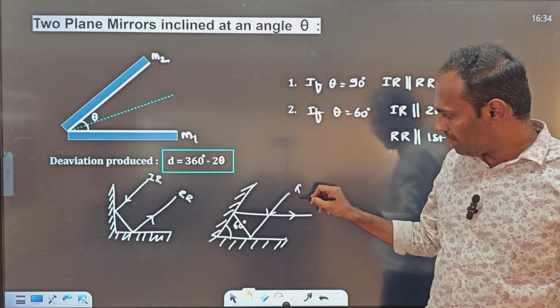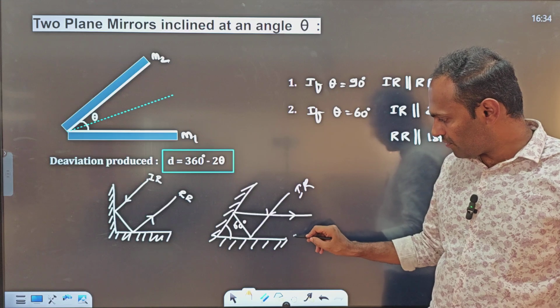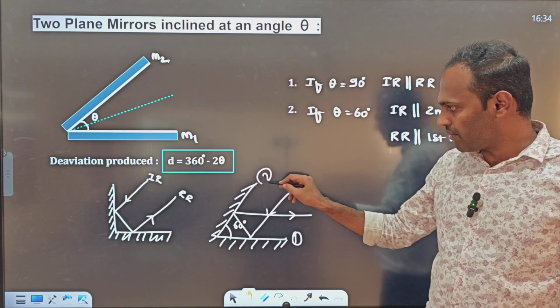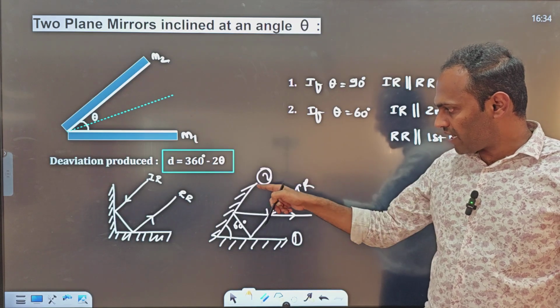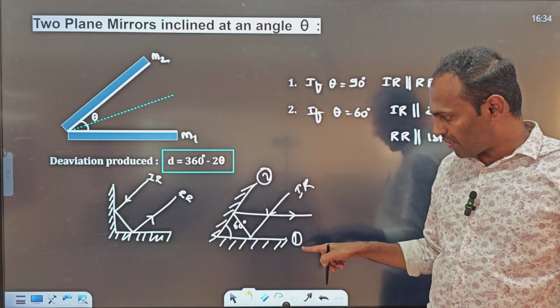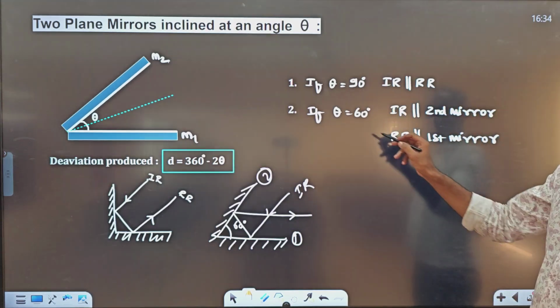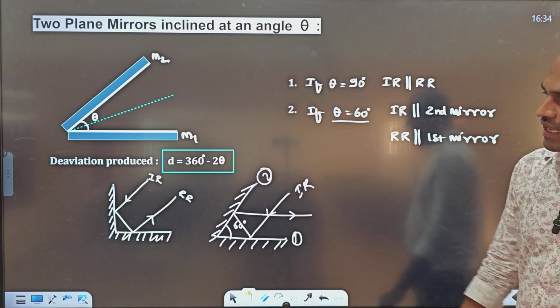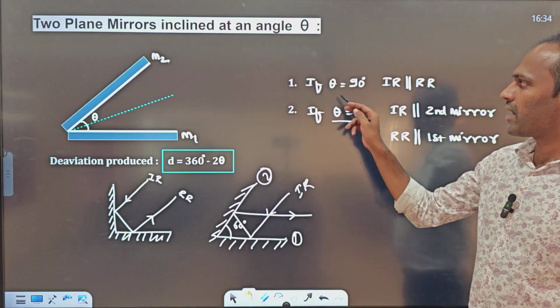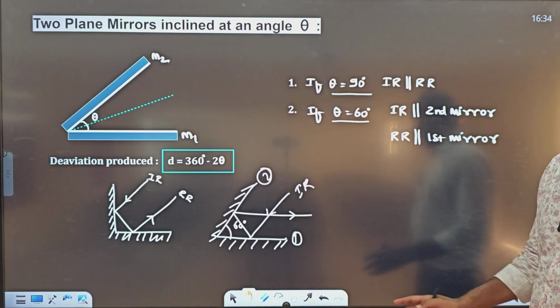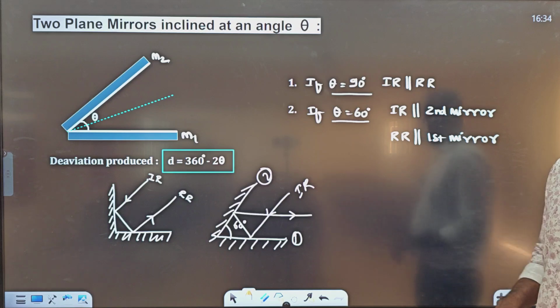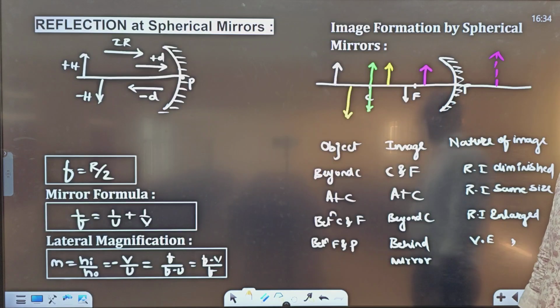This is the incident ray. Take this as the first mirror and this as the second mirror. The incident ray is parallel with the second mirror, the reflected light ray is parallel with the first mirror, right? This will happen when the angle between the mirrors is 60 degree. The incident ray and reflected light ray will be parallel when the angle between the mirrors is 90 degree, correct? Okay, let us go for the next question.